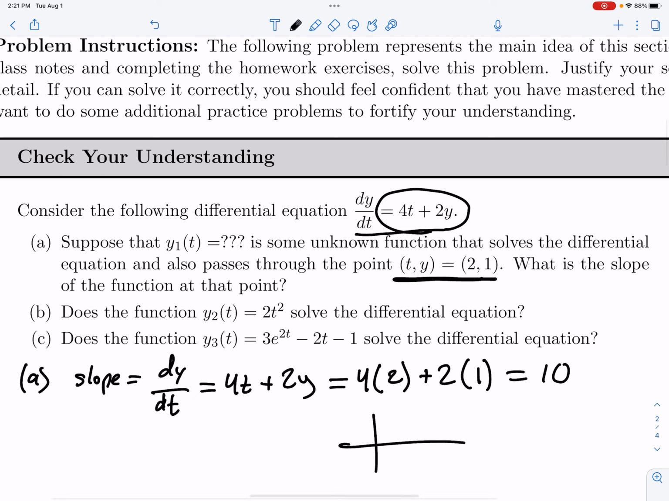So whatever the graph of the solution looks like, at the point (2, 1) it must be the case that the slope is equal to 10. Okay, so the differential equation gives you the slope, and the value is 10. That's part A.